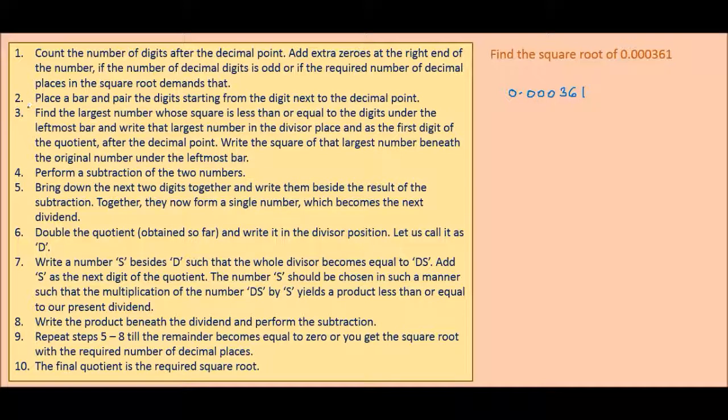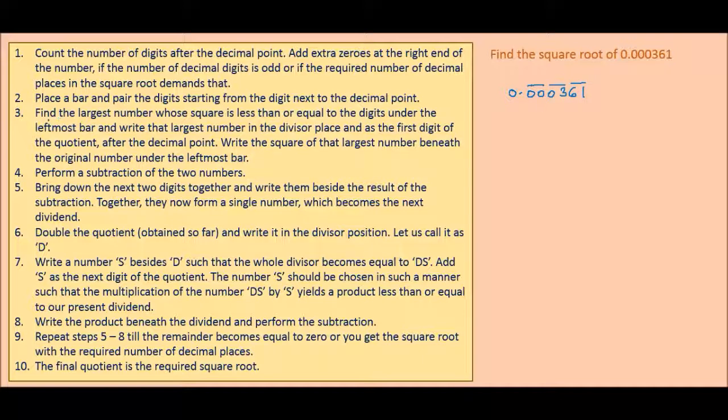Coming to rule number 2. Place a bar and pair the digits starting from the digit next to the decimal point. This is the decimal point, so we will be starting with this digit and we will be pairing the numbers. So this is the first pair consisting of 2 zeros, next 0 and 3, and the third pair is 6 and 1. We are putting bars on top of each pair of numbers.